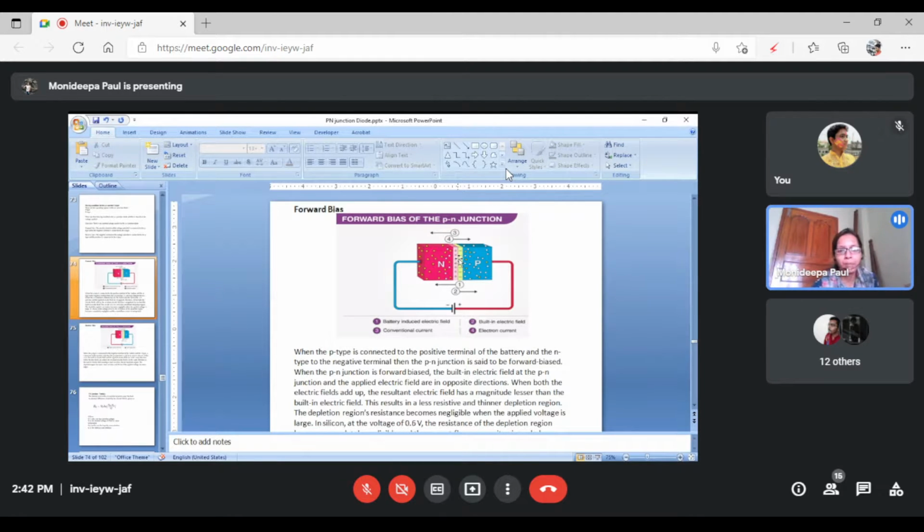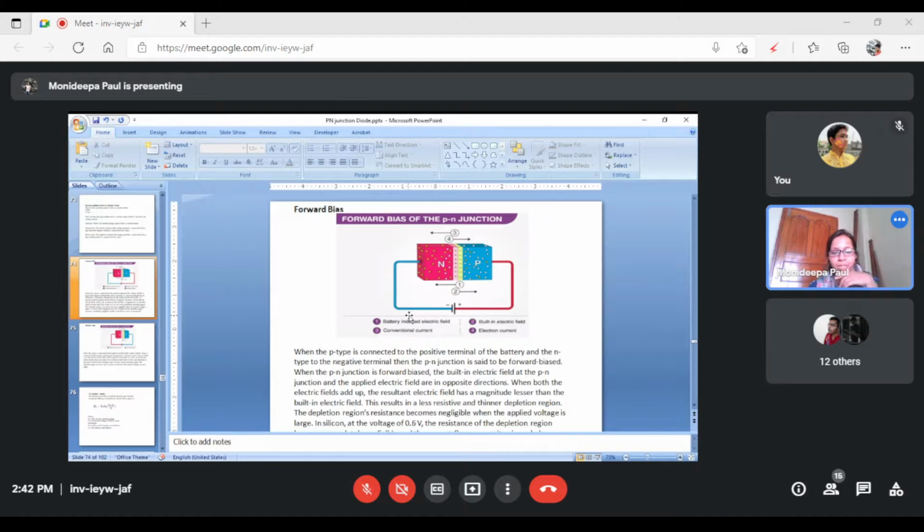When you apply the forward bias, the thickness of the depletion region decreases, and the resistance offered by the semiconducting material decreases, because the resultant electric field is smaller than the built-in electric field. This is the positive terminal, this is the negative terminal. So the resistance offered by this junction is low when you connect the positive terminal to the P type and the negative terminal to the N type.